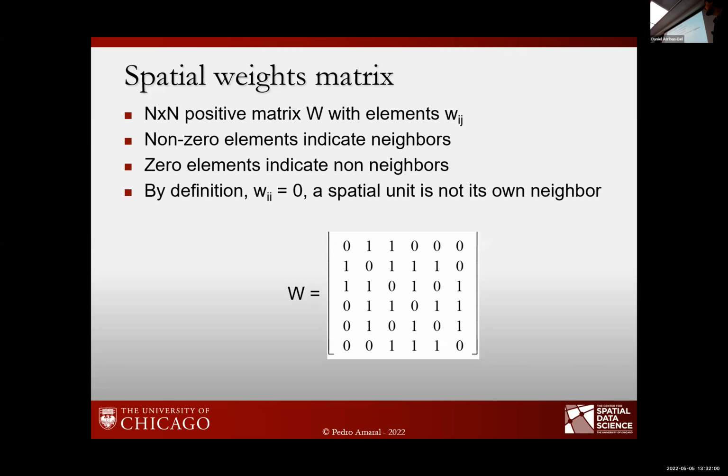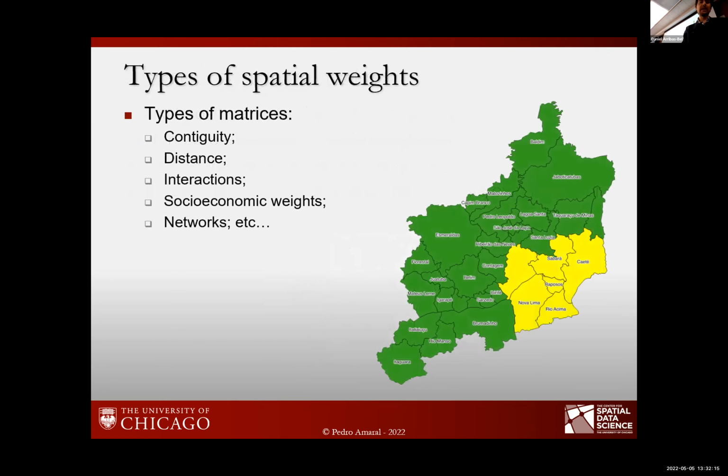So this matrix will be n by n, a positive matrix with elements W_ij. The non-zero elements will indicate neighborhoods. The 0 elements indicate non-neighbors, and by definition, a unity cannot be neighbor of itself.